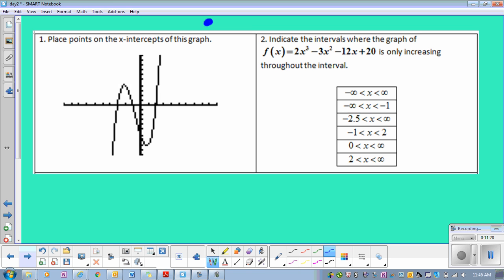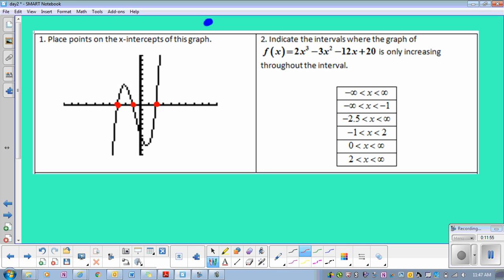So, with that being said, where are the x-intercepts of this graph? 3, 0, negative 3, 0. Negative 3 and 2, 0. 2 and negative 1. Good. So there are 3 places that you should click on your graph to show the x-intercepts.